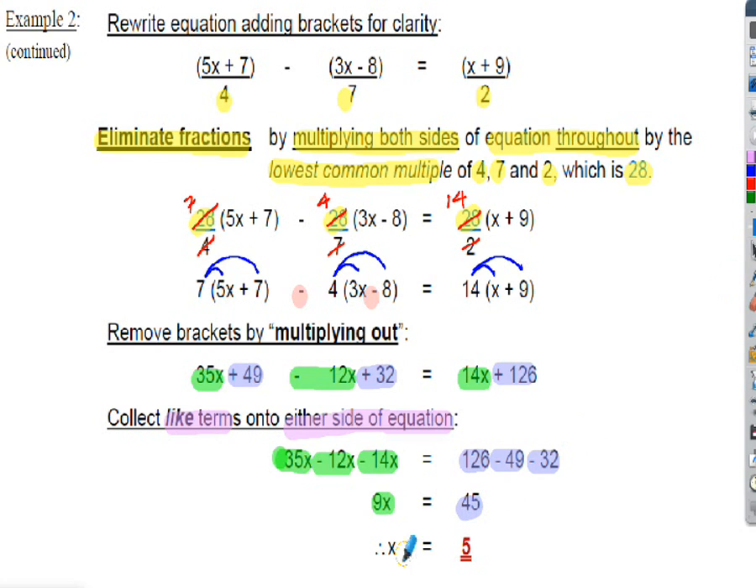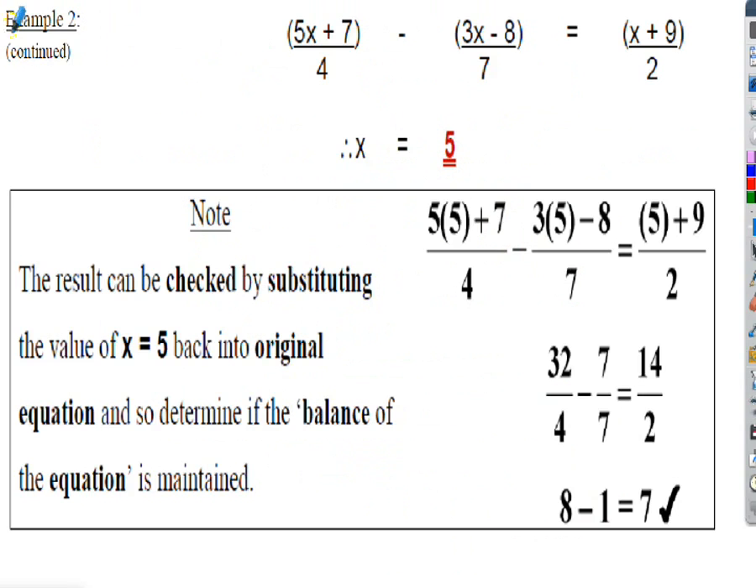Dividing both sides by 9, x is equal to 5. Example 2 continued, I've just repeated the original equation here for convenience. We know that x is equal to 5, all we do now is put the value of 5 back into the original equation.